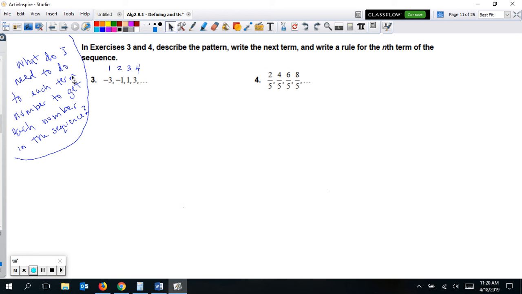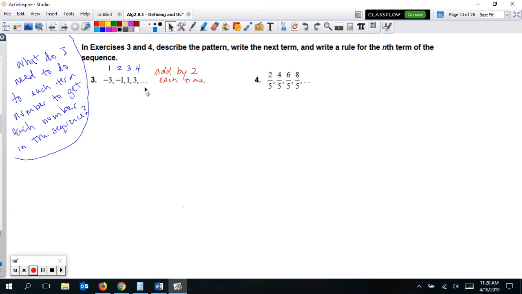What do I need to do to each term number to get each number in the sequence? So each of these term numbers up here, 1, 2, 3, 4, what do I need to do to each of those to get each of these numbers that are in the sequence? As far as describing this pattern, we can see -3, -1, 1, 3. We are adding 2 every time. So that could be describing the pattern. We can describe the pattern just by saying adding 2 every time.